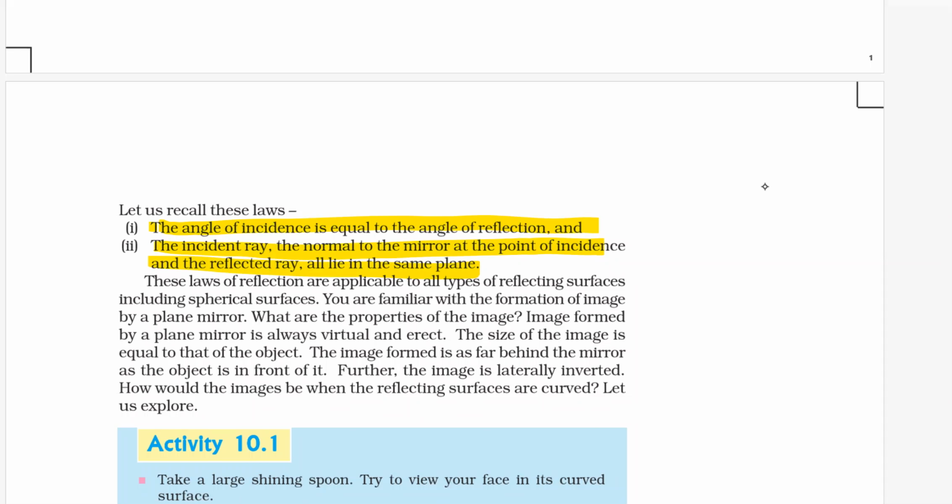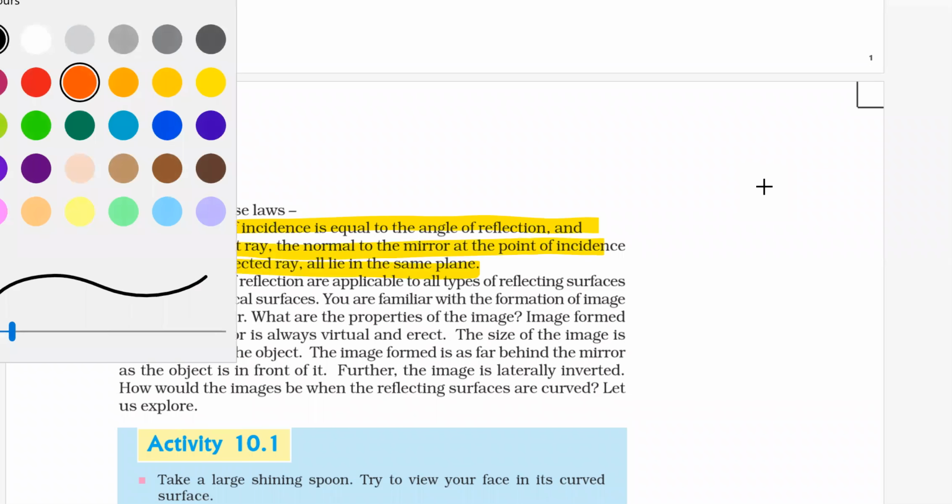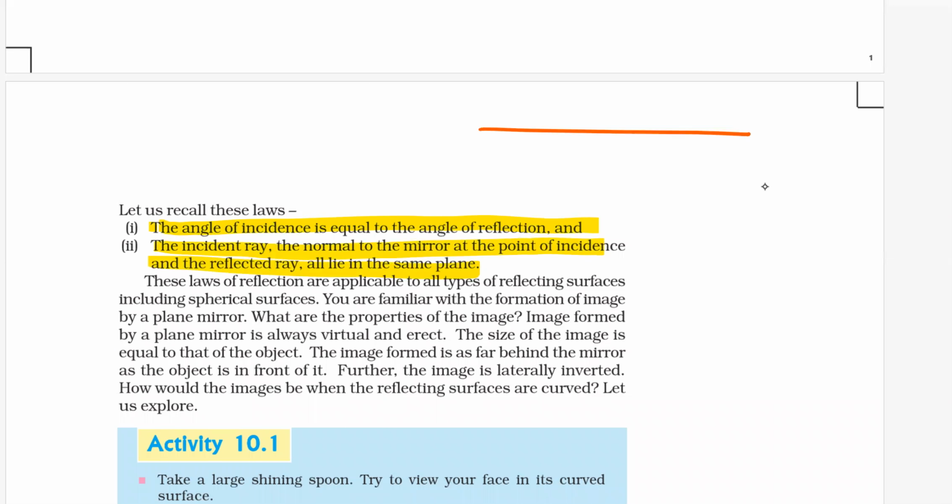Basically, suppose this is an object, or this is an object.